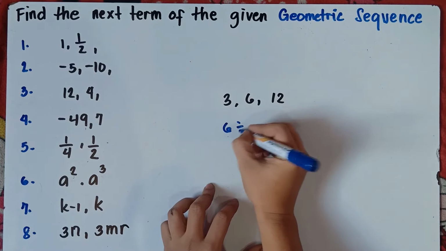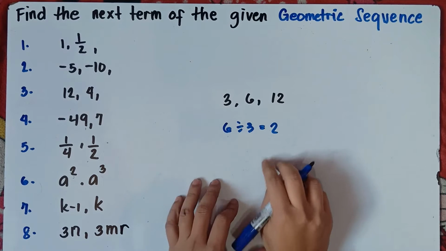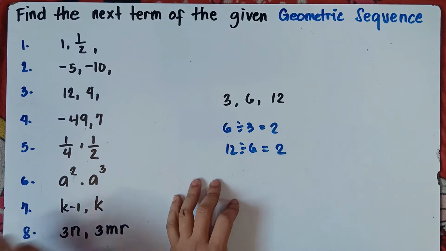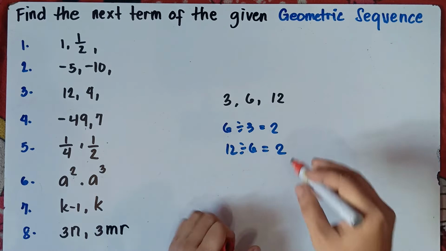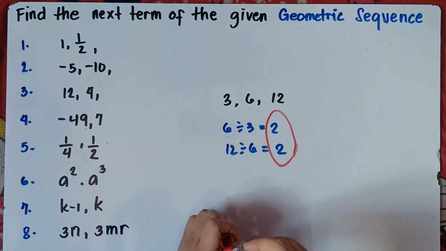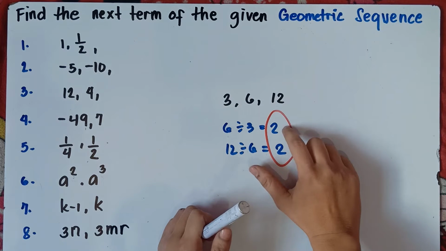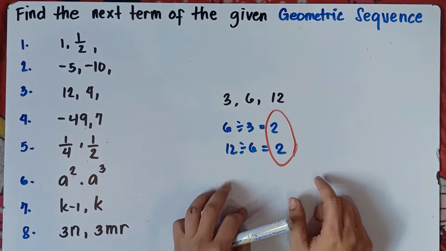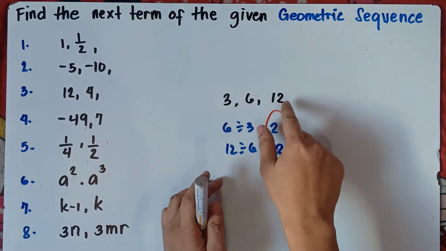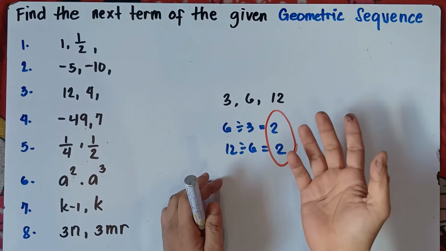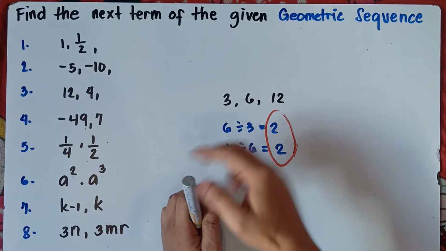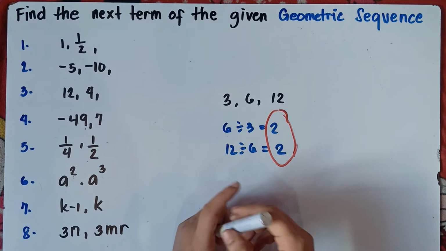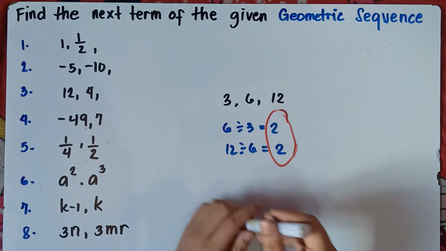So 6 divided by 3, that is 2. 12 divided by 6, that is 2. And if they have the same answer, therefore, this is a geometric sequence. And this 2 here is what we call the common ratio. So to get the common ratio, simply divide the second term by the first term, third term by the second term. If they have the same answer, therefore, this is a geometric sequence. That's how you get the common ratio, class.